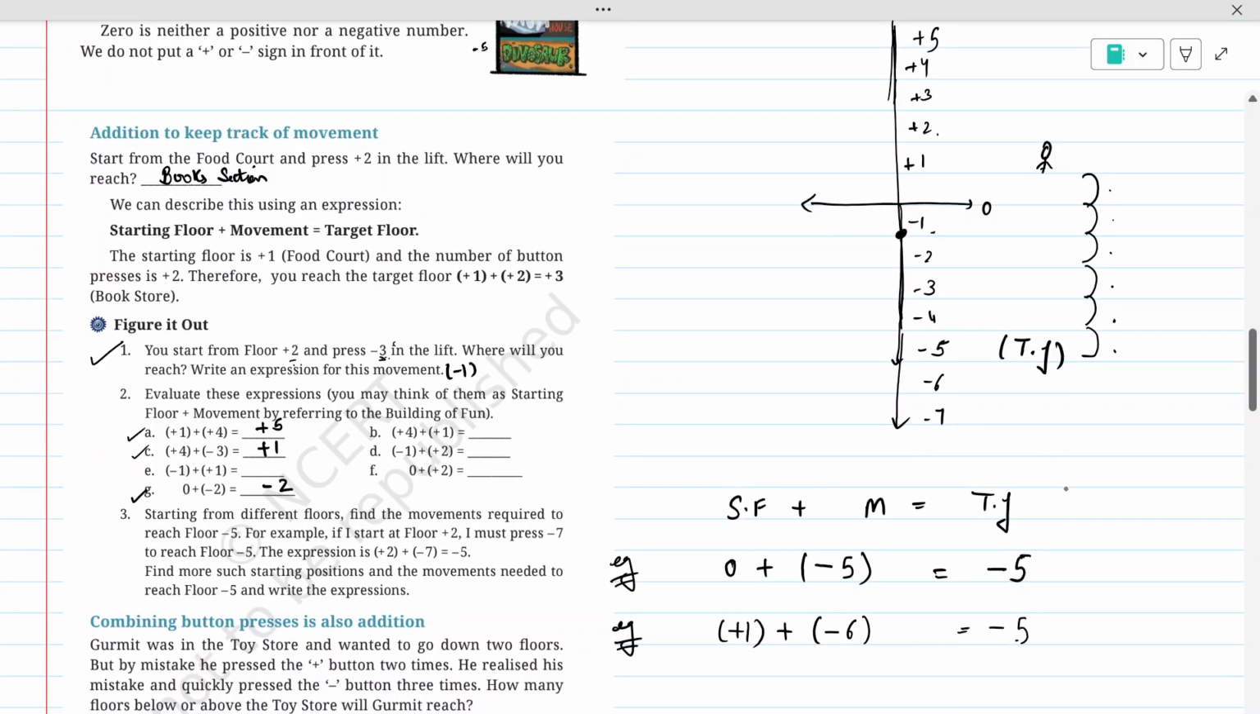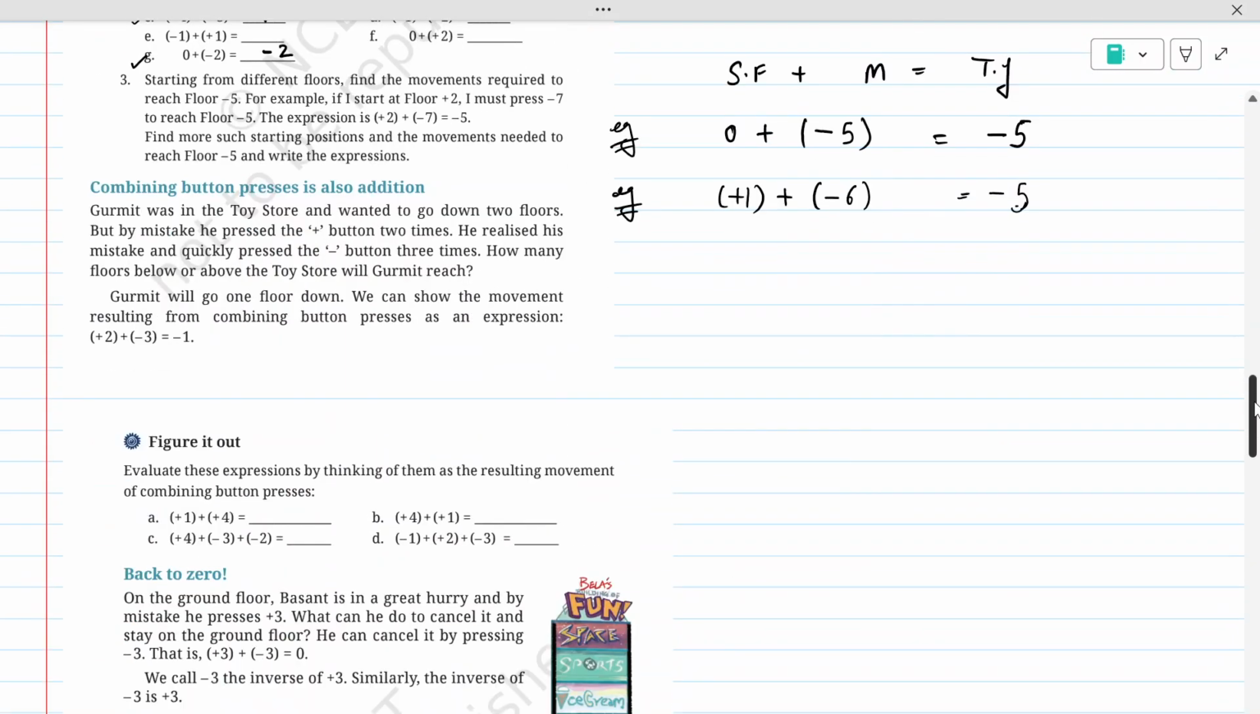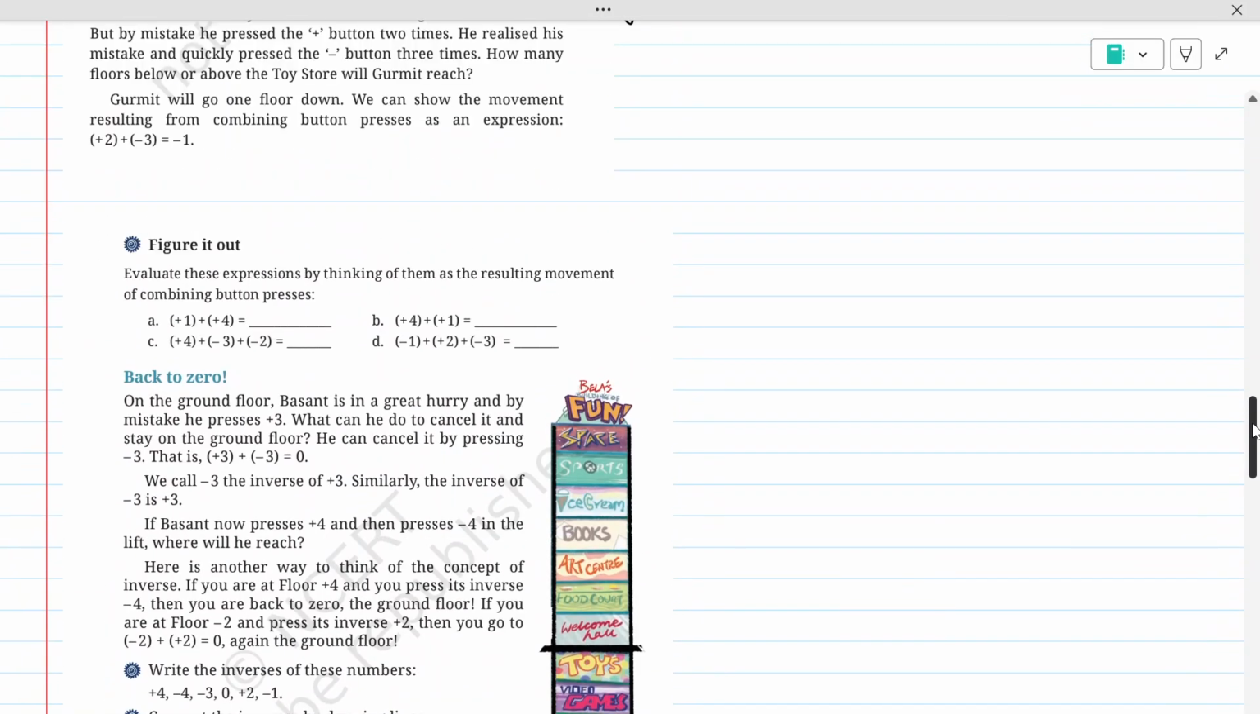So kids, what is important here is, remember this expression, understand what the starting floor is, understand what the movement is and understand what the target floor is, where we have to reach. Okay, starting floor, again I'm telling you, is the point from where we are starting. Movement is the number of steps we are taking, up or down, right or left, and target floor is the floor where we are finally reaching. Okay, so this is all about this, kids.